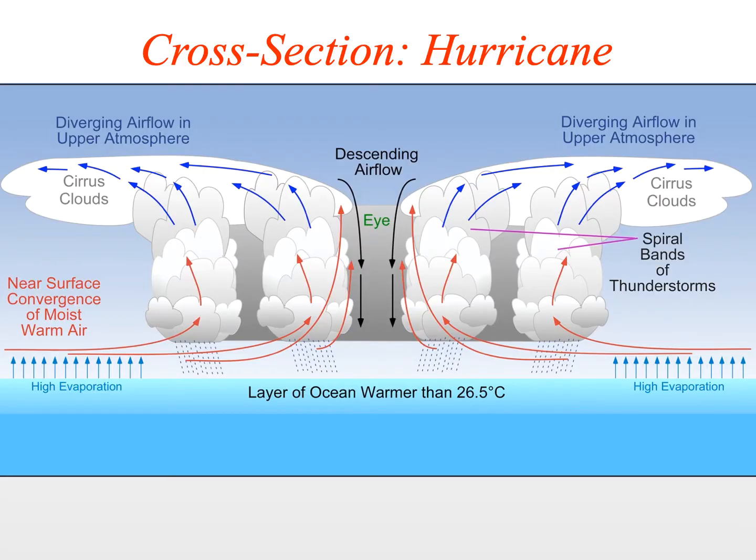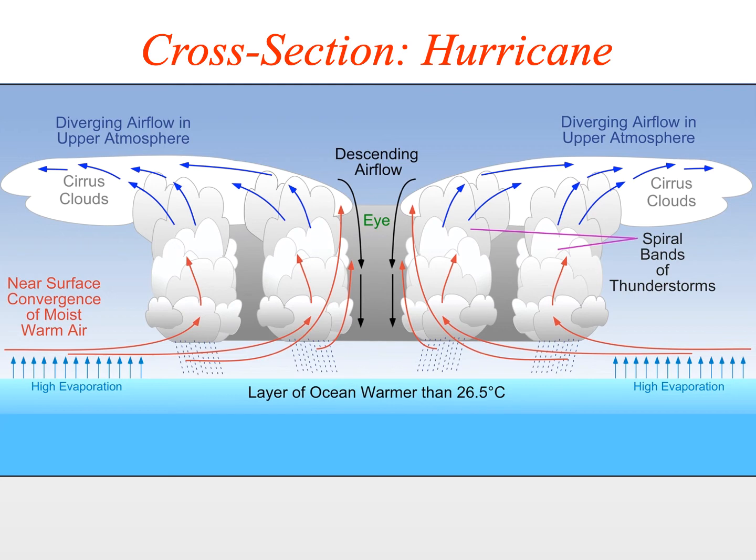Here we see a cross section of a hurricane, and the red arrows show the warm air moving into the system, then moving upward in individual thunderstorms. This warm air is developing because of high evaporation over this layer of warm ocean, warmer than 26.5 degrees Celsius. The air moves up into the thunderstorms. Thunderstorms produce heavy rains, and the outer edge at the top of these hurricanes usually consists of cirrus clouds.